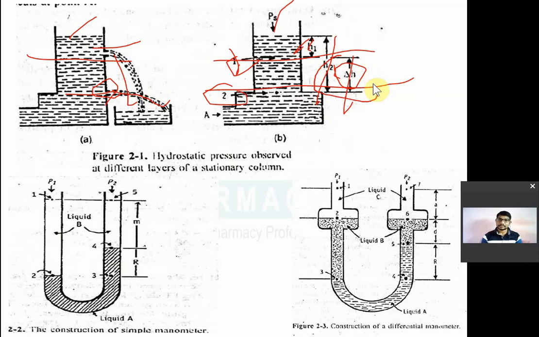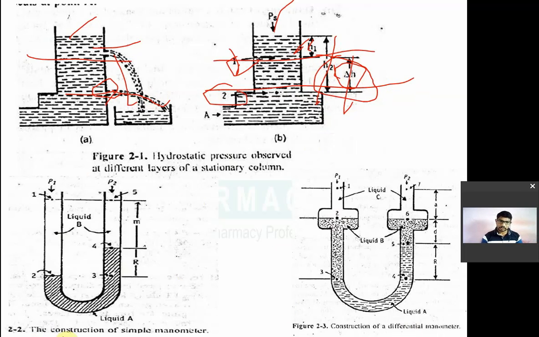is delta H, and this is the principle involved in the measurement of pressure differential by using manometers. So the apparatus or the instrument used to measure the pressure differential is nothing but the manometer. There are different kinds of manometers. We'll see them in the upcoming slides.